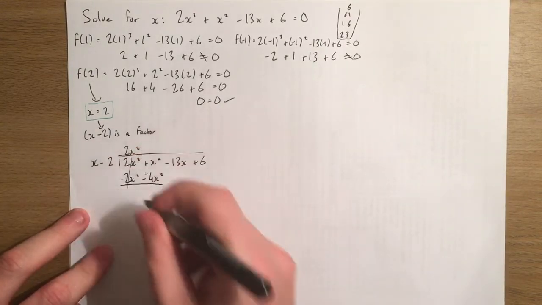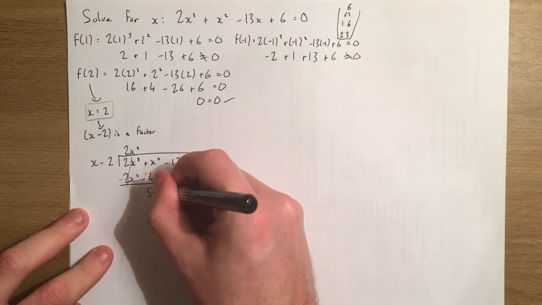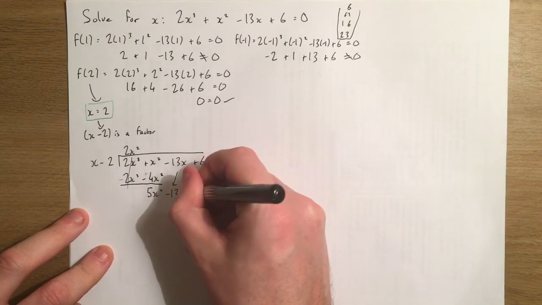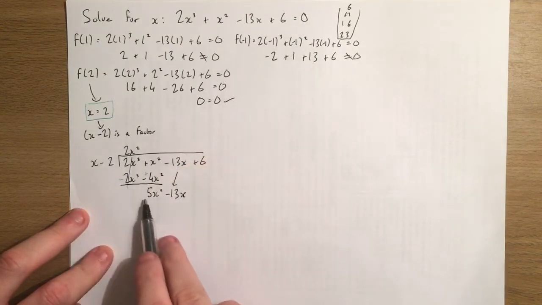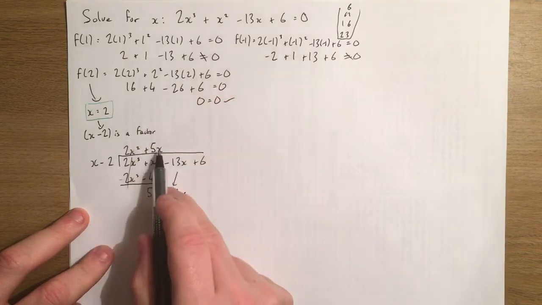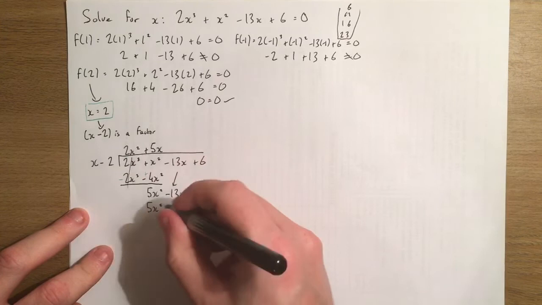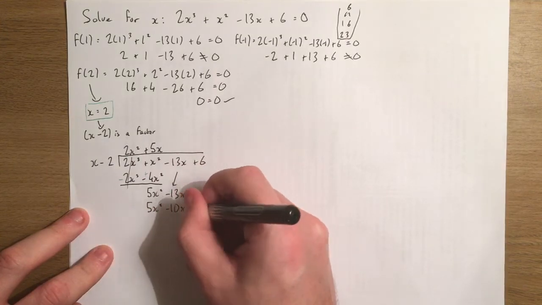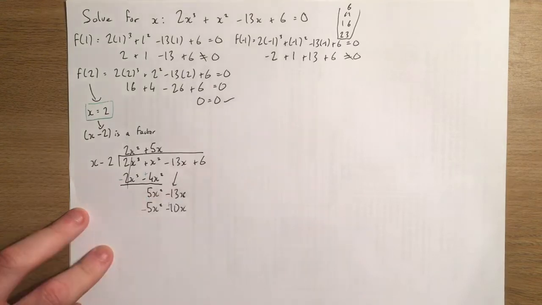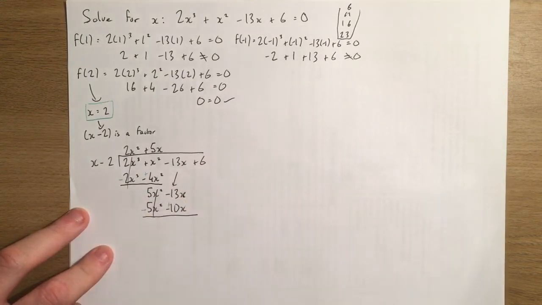So that's 0. 4x squared plus x squared is 5x squared, bring minus 13x down. X into 5x squared is 5x. 5x times x is 5x squared. 5x times minus 2 is minus 10x. Change that to a minus, change that to a plus. 5x squared minus 5x squared is 0.